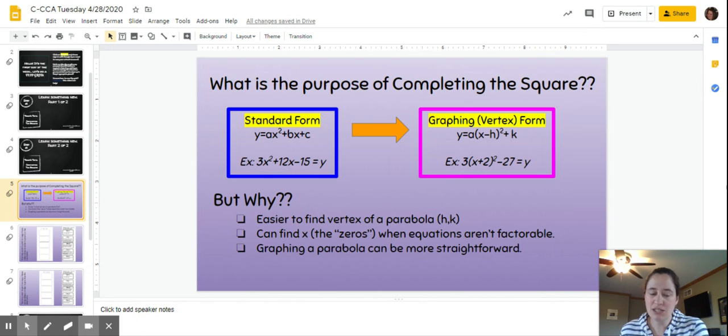Miss Green and I are super excited this week because we are doing one of our favorite topics to teach. We are completing the square, which basically is just the process of going from standard form, or taking an equation in standard quadratic form, and moving it to graphing or vertex form.